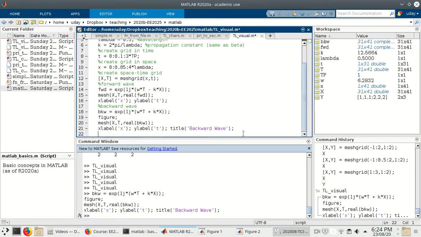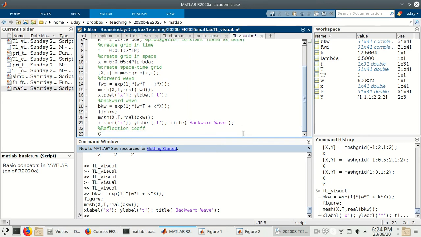Now we know that when we have some kind of a load at the transmission line end, there is going to be a reflection, and as a result of the reflection, there is going to be interference between the forward wave and the backward wave. Let's make life very simple. Let's assume that I have a perfect reflection of the traveling wave. So let's introduce a reflection coefficient, gamma, and let's call it 1 for now. We can play around with different values.